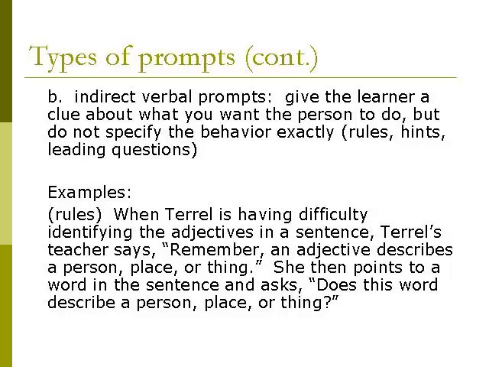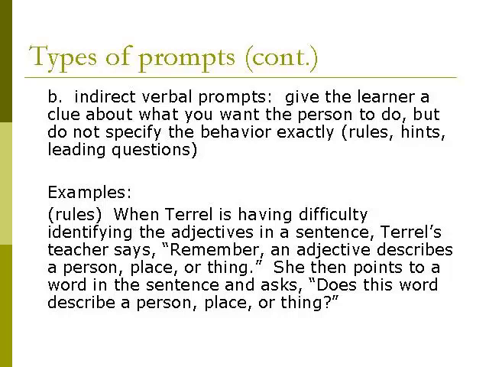The second type of verbal prompt is an indirect verbal prompt. Indirect verbal prompts give the learner a clue about what you want the person to do, but they do not specify the behavior exactly. Indirect verbal prompts can come in the form of rules or hints or leading questions. So let's look at the examples below.